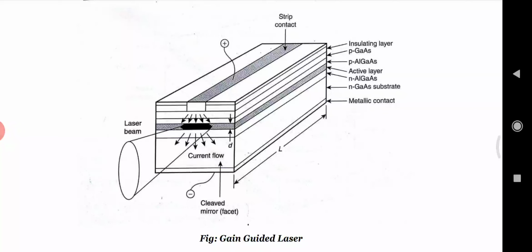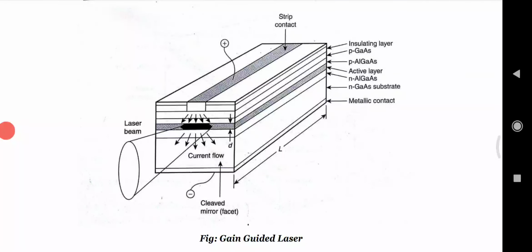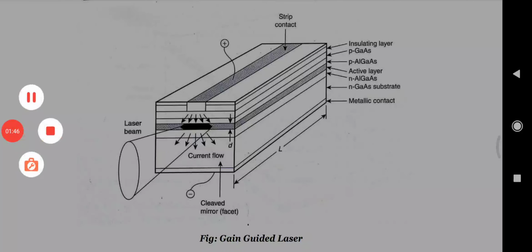So this type of laser is termed a gain guided laser because the optical intensity distribution in the lateral direction is determined by the gain profile produced by the carrier density distribution.